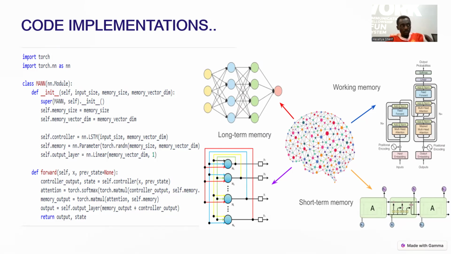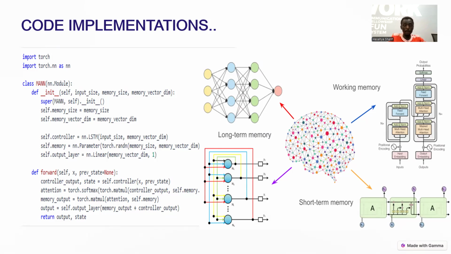So how will this work? The controller processes the input and generates a query, and the attention mechanism computes the similarity between the query and the memory. The memory output is combined with the controller output, and thereby our final prediction is made through an output layer. So mainly that's how it works. Remember, we said it uses external long-term and short-term memories.